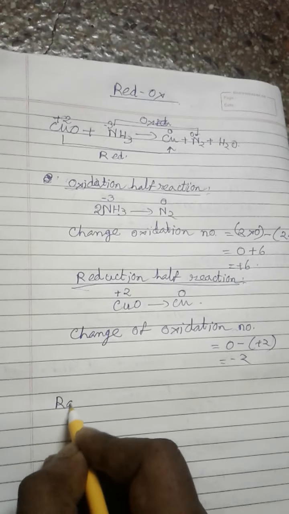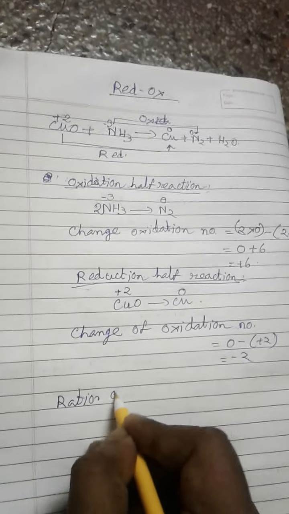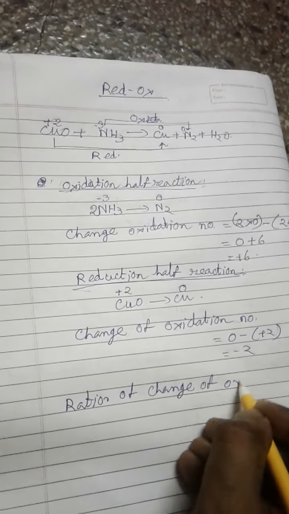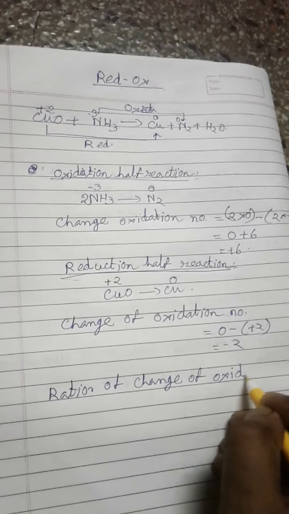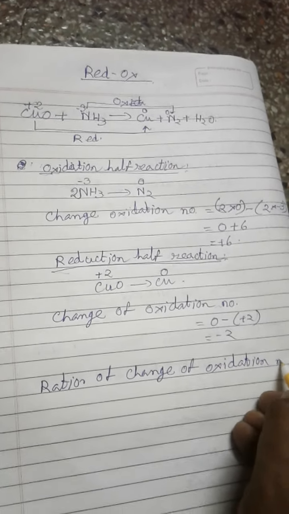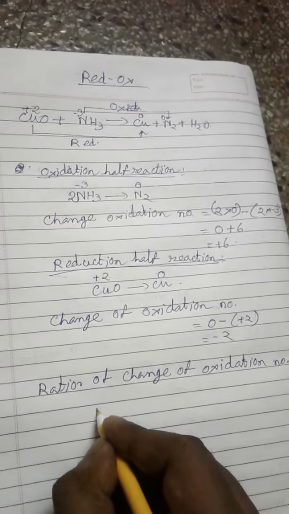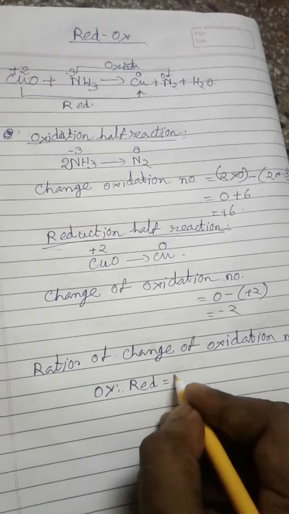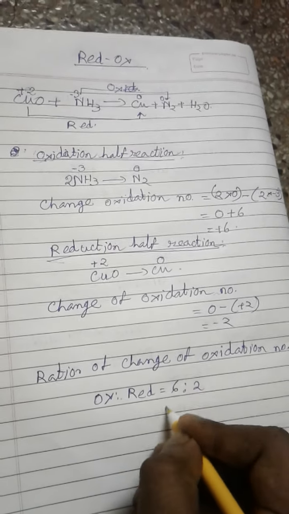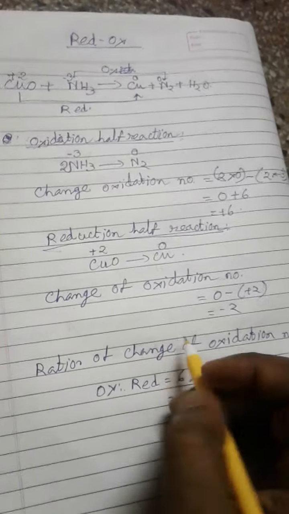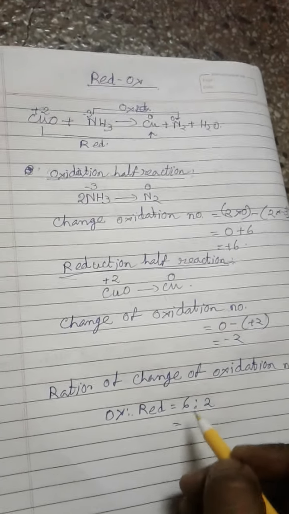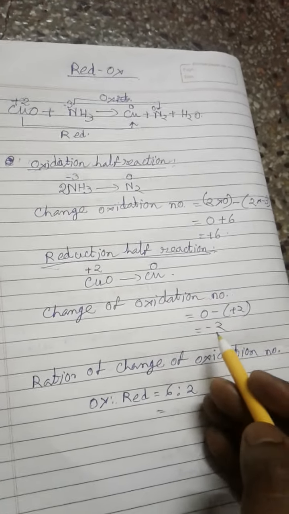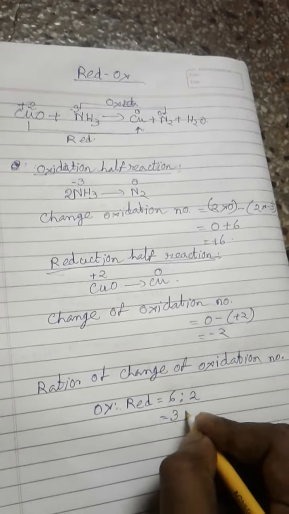So the ratio of change of oxidation number in oxidation and reduction is 6:2. We have to take only the number, not the sign. So we take only 6 from plus 6 and only 2 from minus 2. So the ratio is 3:1.